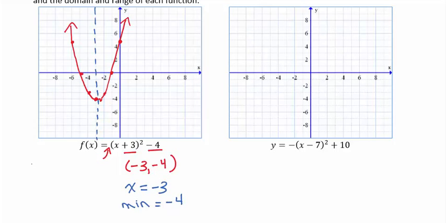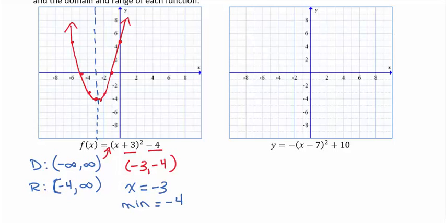And the last thing was domain and range. So domain for any parabola is basically all real numbers. But the range, there's always a starting point, and sometimes it goes up and sometimes it goes down. But this one, we're going to start at negative 4, and then it goes up forever to infinity. Alright, for the rest of them I'll just graph them.